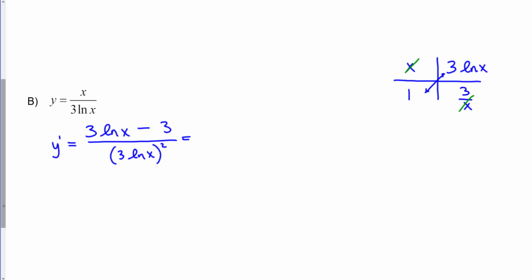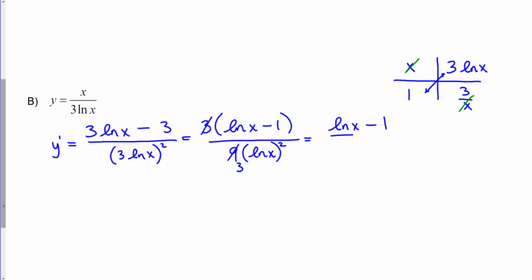If your instructor requires further simplification, here's a little bit more you can do. We can factor out 3 from the numerator, and the denominator can be the 9 times the natural log of x squared, and it looks like 3 would go into 9 3 times. So final answer here, the natural log of x minus 1 all over 3 times the natural log of x squared.